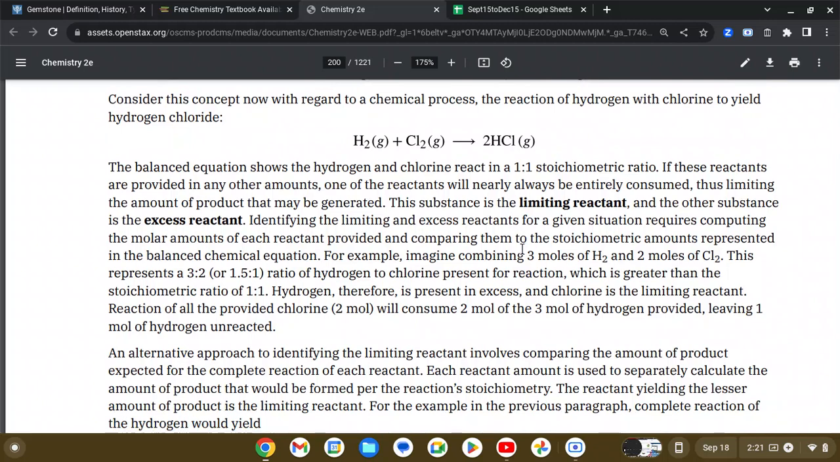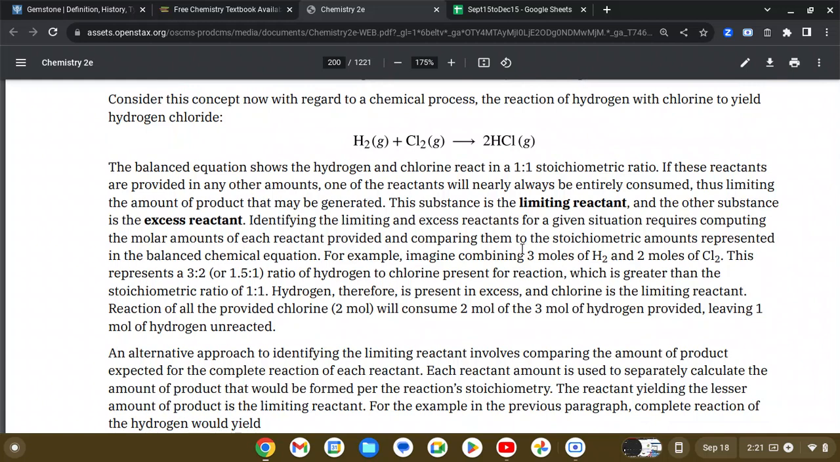Consider this concept now with regard to a chemical process. The reaction of hydrogen with chlorine to yield hydrogen chloride is H2 + Cl2 → 2HCl. The balanced equation shows the hydrogen and chlorine react in a 1-to-1 stoichiometric ratio. If the reactants are provided in any other amounts, one of the reactants will nearly always be entirely consumed, thus limiting the amount of product that may be generated. This substance is the limiting reactant, and the other substance is the excess reactant.